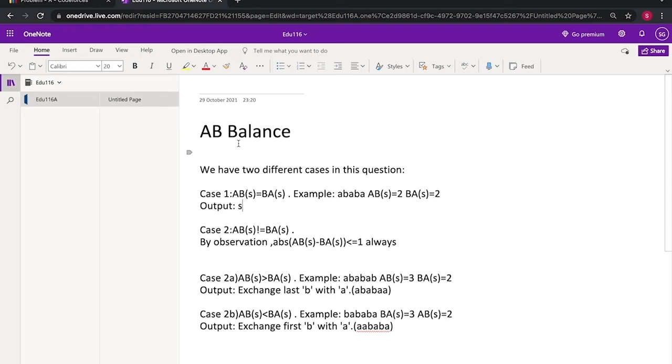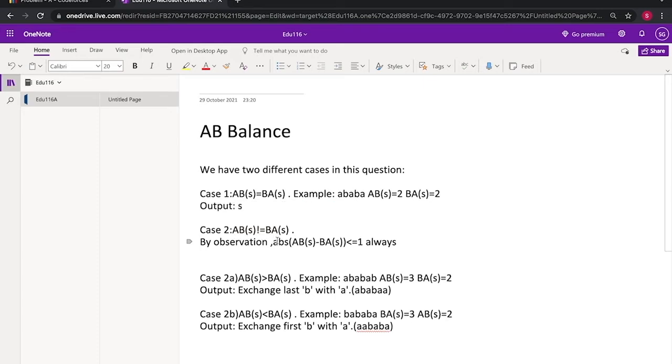By observation, we can see that in this question there can be particularly two cases. The first case is that the number of occurrences of AB and BA is equal. This will only happen when the first character and the last character of the given string are the same. In such a case, we'll directly print the string which is given to us. In the other case, we are given a string such that the number of occurrences of AB is not equal to BA.